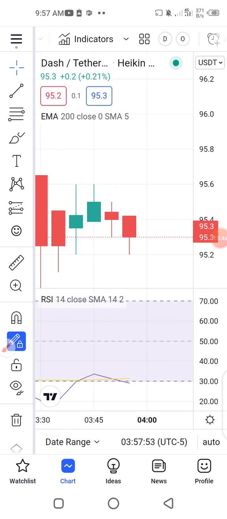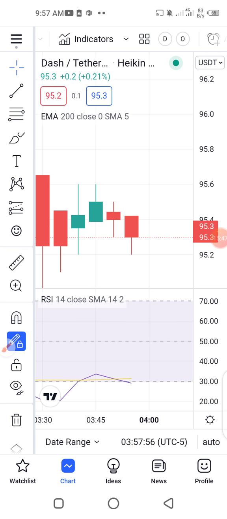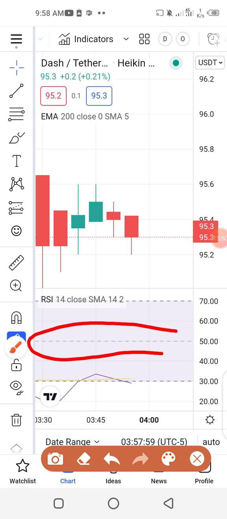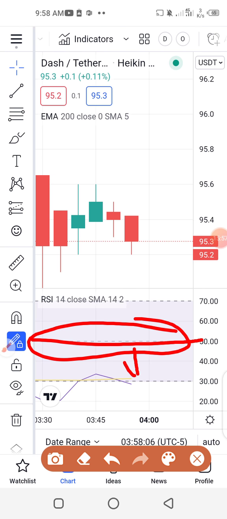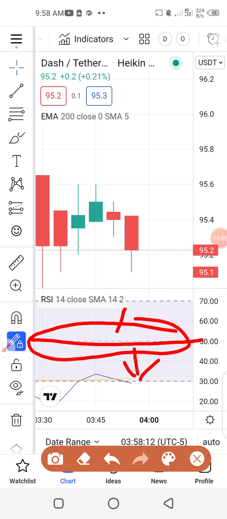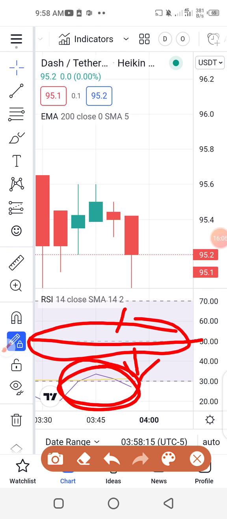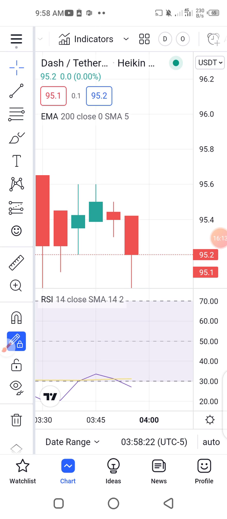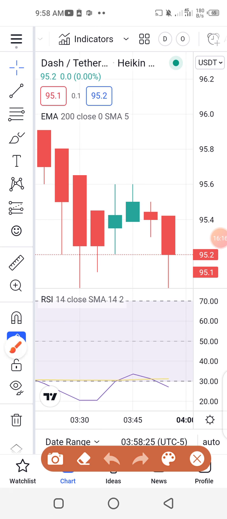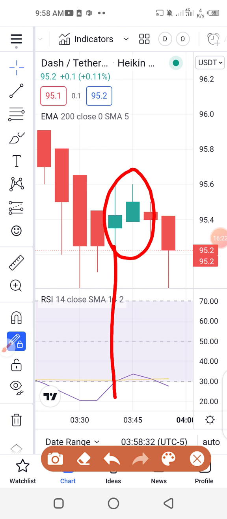RSI is simple. When you have a trade going on, this line is 50. When the RSI is below 50, you trade downwards. When the RSI is above this line, above 50, you trade only upward signals. So when we saw this the other time and we were about to jump in, it goes down again because at this time the RSI is below 50. So we shouldn't have jumped in. You understand? So that's it.